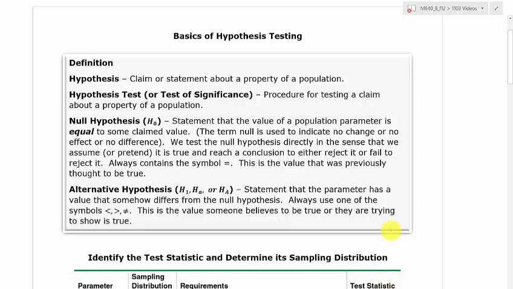Hello. In this video we're going to talk about the basics of hypothesis testing. The first thing that we need to do is talk about some definitions. So a hypothesis is a claim or a statement about a property of a population.